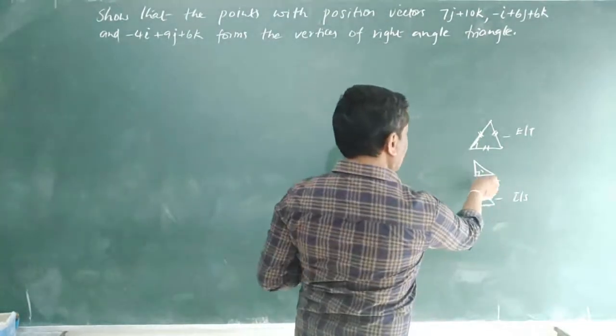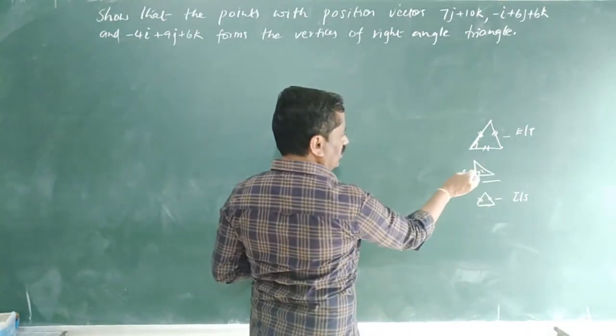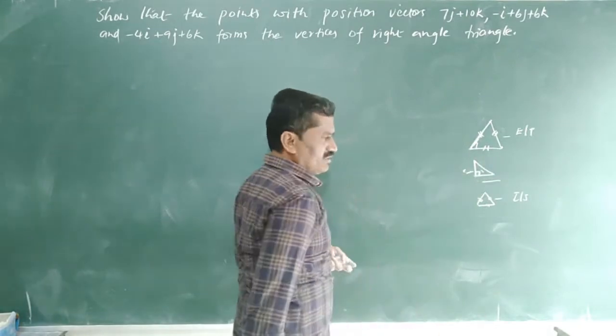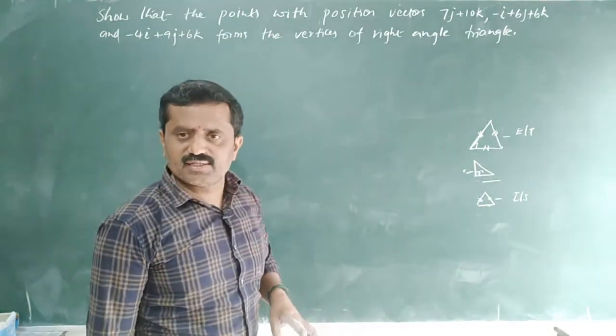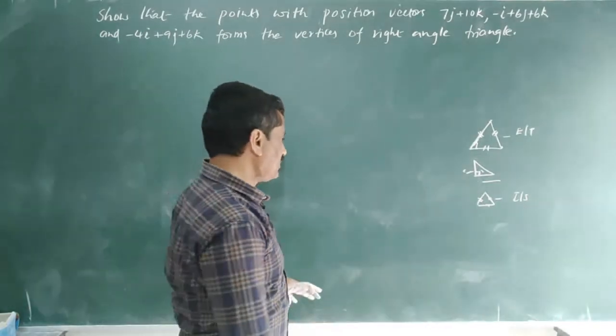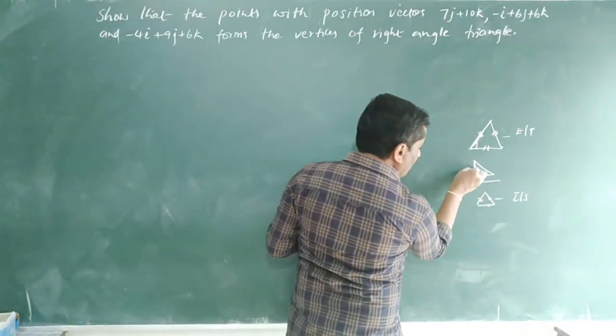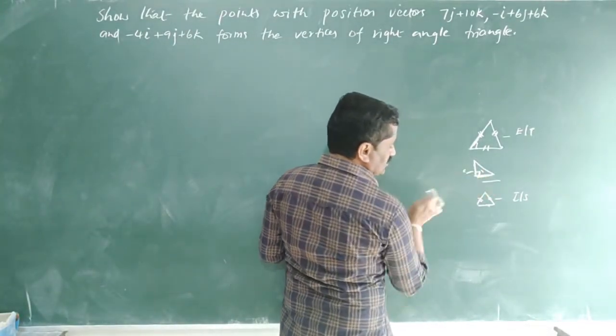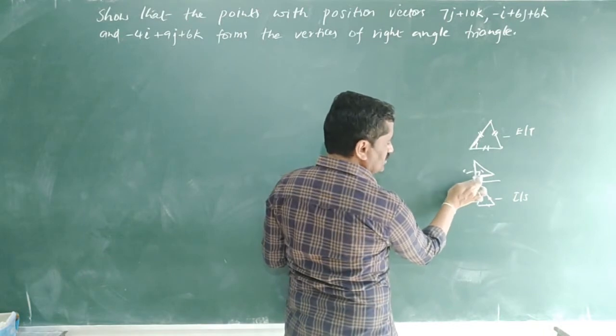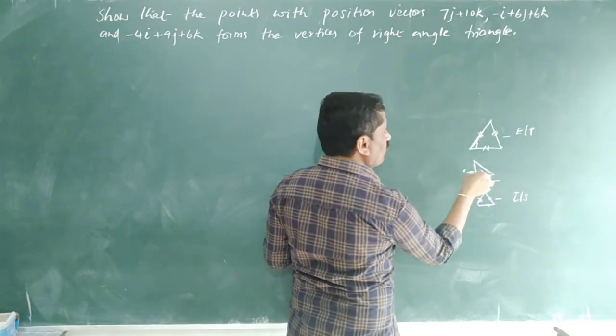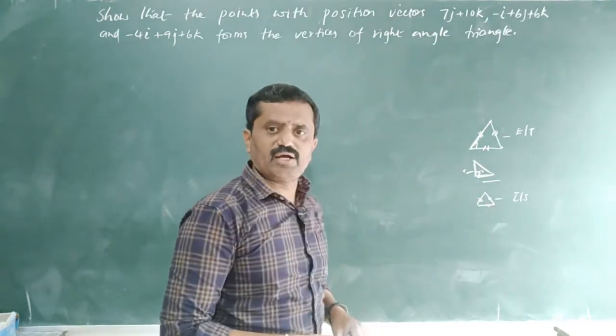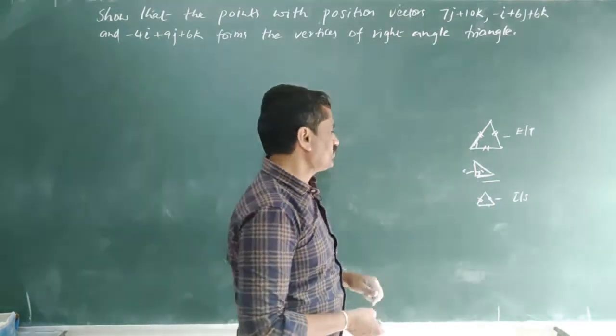To prove that it is a right angle triangle, we have two methods. One, show that one angle of the triangle is 90 degrees. The other method is that the sum of squares of two sides is equal to the square of the hypotenuse side.